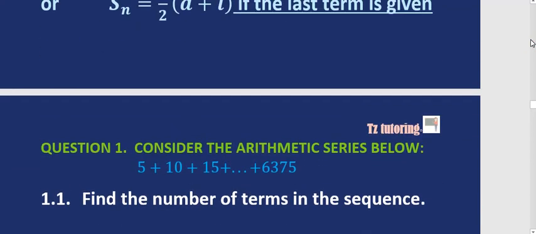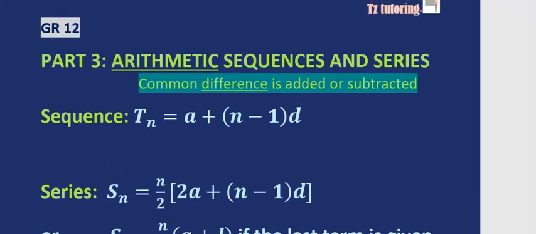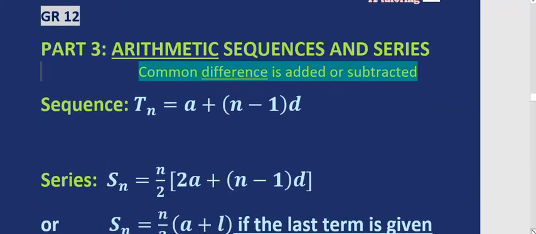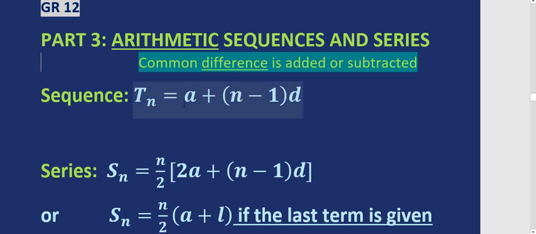And of course, for an arithmetic sequence, this is the formula, basically the same formula we used for the linear pattern when we did number patterns. This is the linear pattern formula. Okay, so we already looked at this.